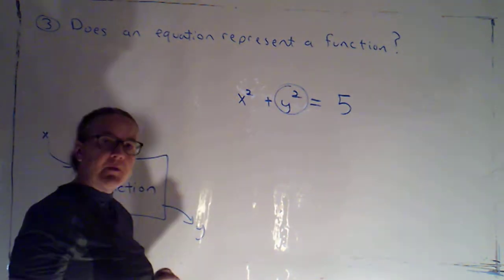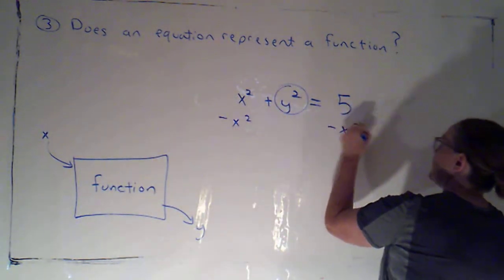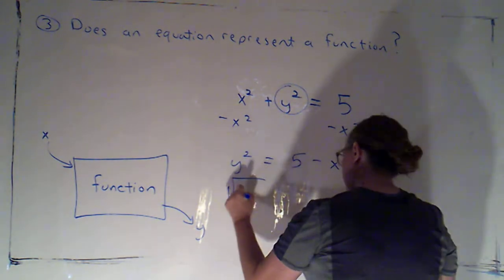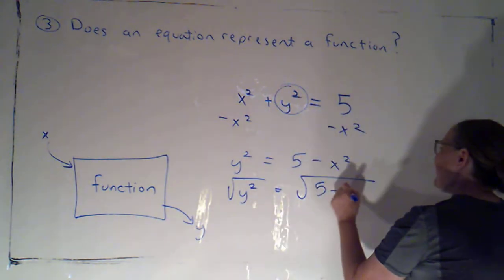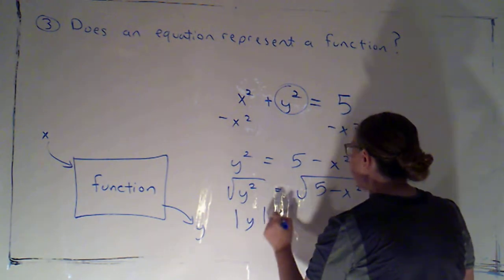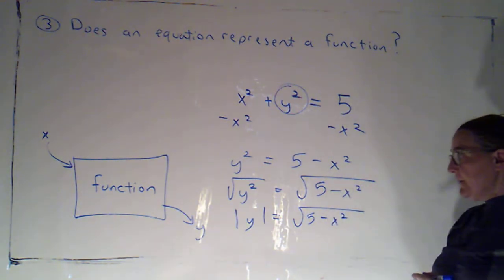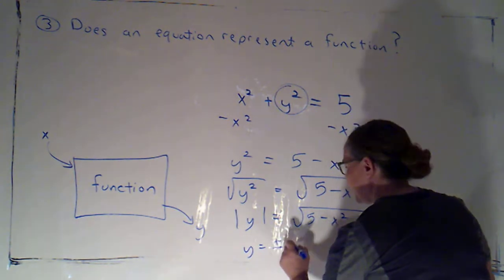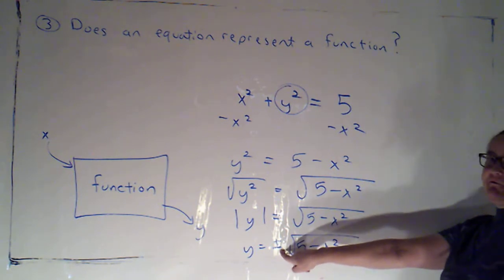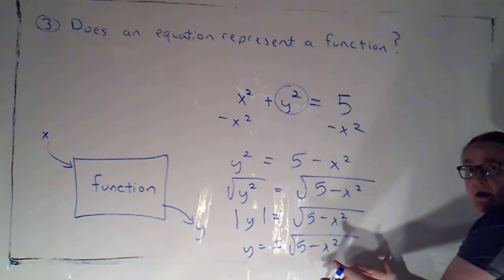In this case, I will be able to do the work of trying to isolate y. I could subtract the x squared from both sides. So y squared would be 5 minus x squared. The square root of y squared would be the square root of 5 minus x squared. Again, that's not y. That's the absolute value of y, which is the principal square root of 5 minus x squared. And then y would be, there we go, plus or minus the square root of 5 minus x squared. I've got two options. I don't have a unique formula for y. So it's not a function. Now in this case, I can do that work.